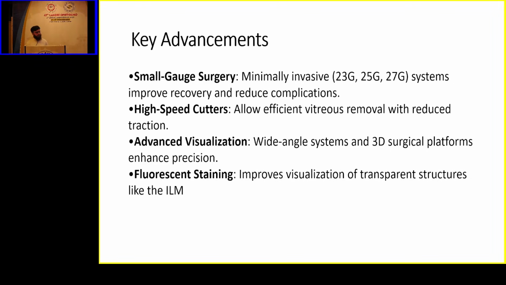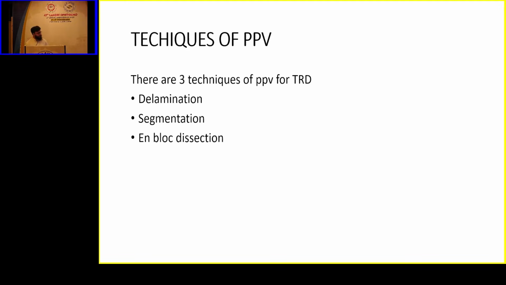So key advancements are small gauge vitrectomy systems like 27 gauge, 29 gauge even, high speed cutters, I think also ultrasonic cutters, and advanced visualization and fluorescein staining. There are three basic techniques for removing the membranes: delamination, segmentation, and en bloc dissection.